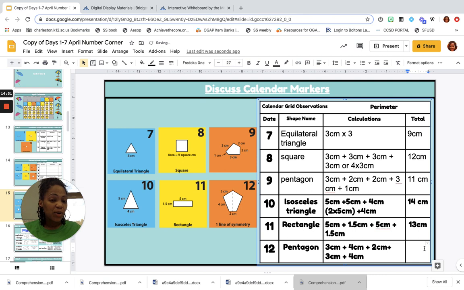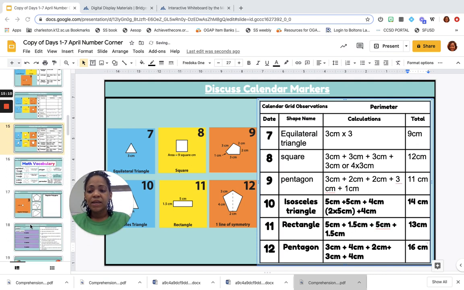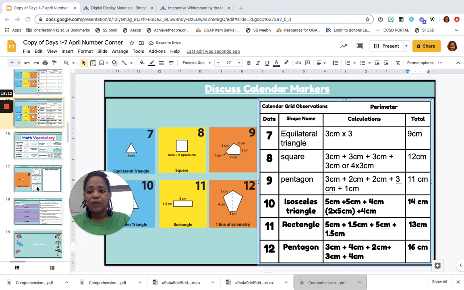Which means we're adding up all the side lengths around the shape. 16. Good. We have 4 plus 3 is 7, and then another 7 plus 2. 7 plus 7 is 14, plus 2 is 16 centimeters. Great job.